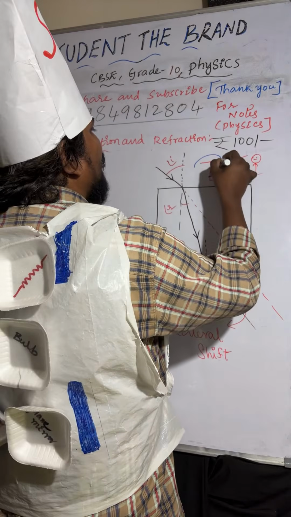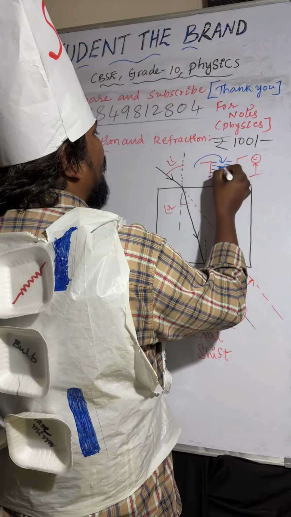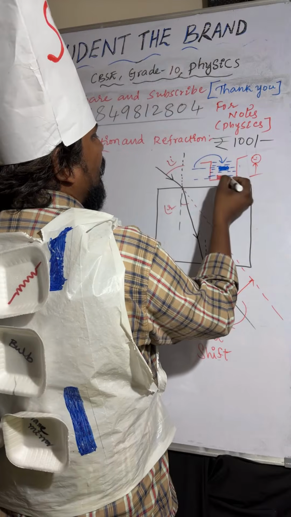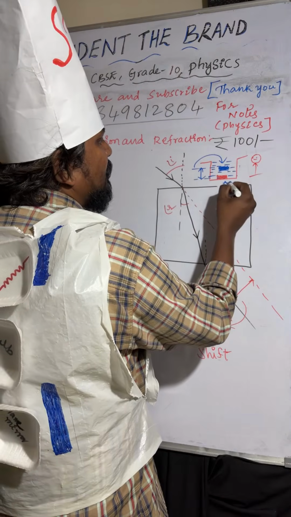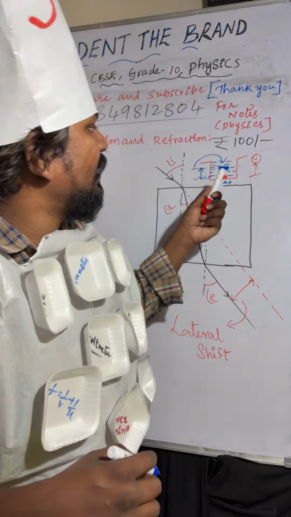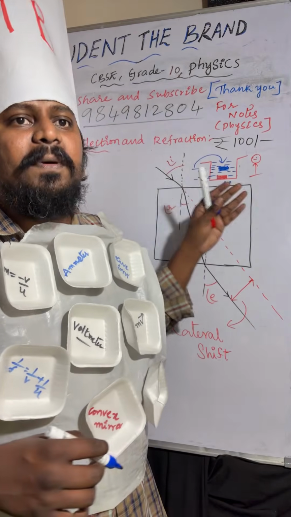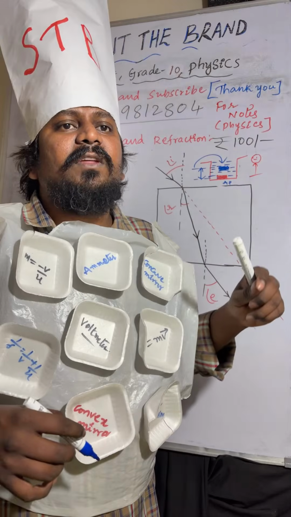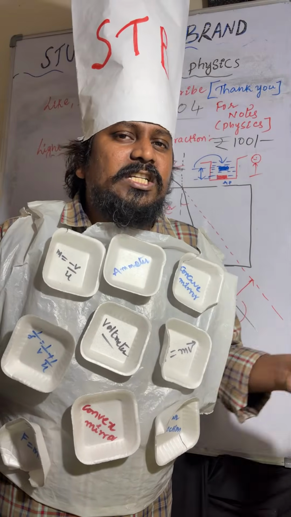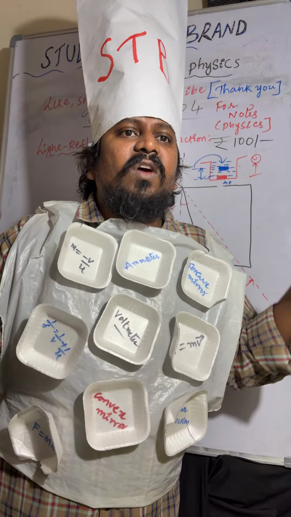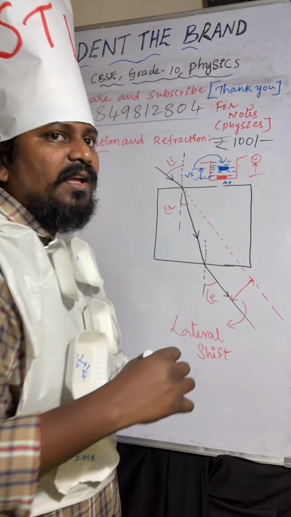After pouring water, the position of the coin rises up. So this is the apparent position of the coin and this is the actual position of the coin. The red color is the actual position of the coin and the blue color is the upper end position of the coin. The distance between actual position and upper end position is called vertical shift.